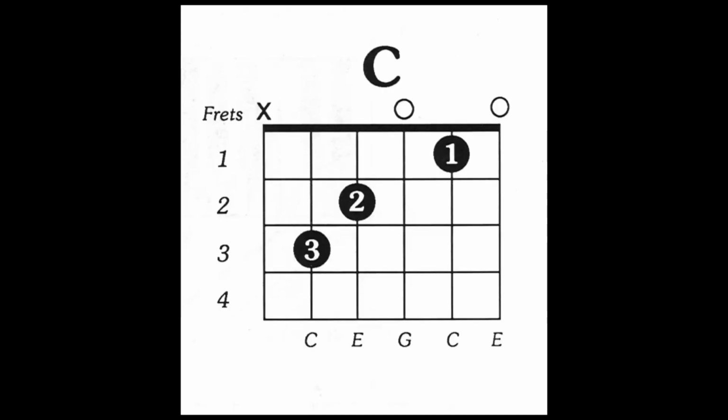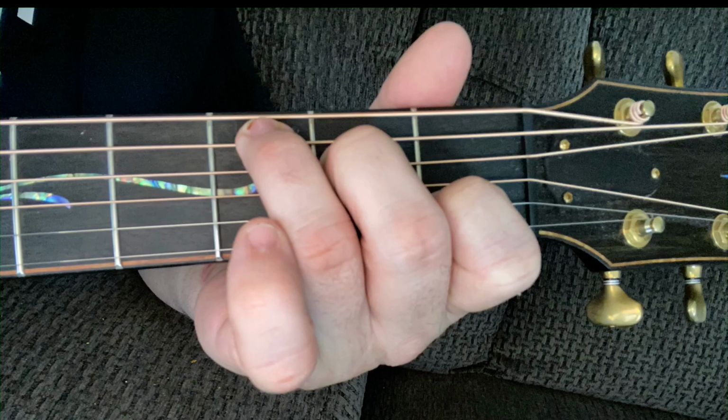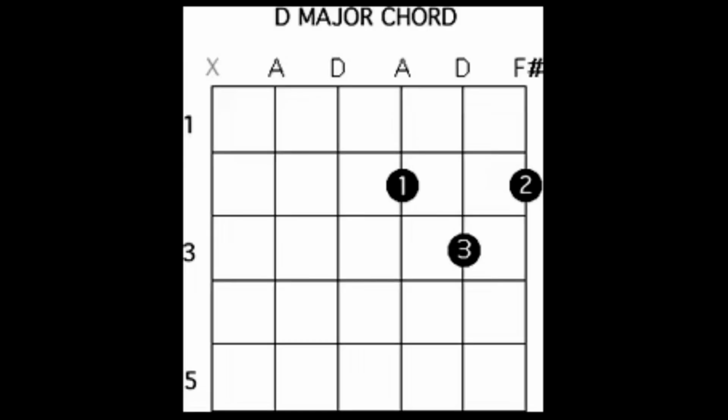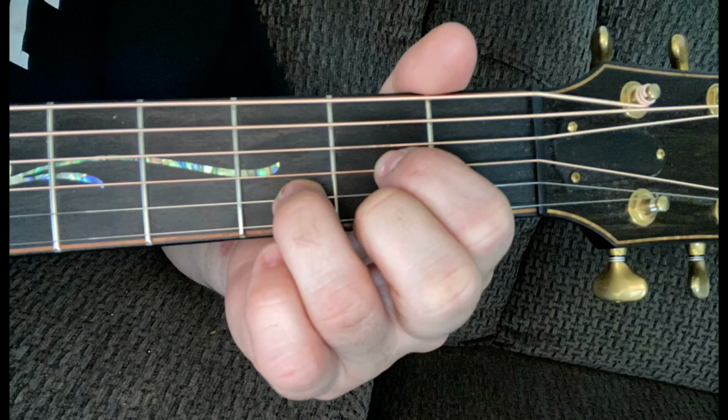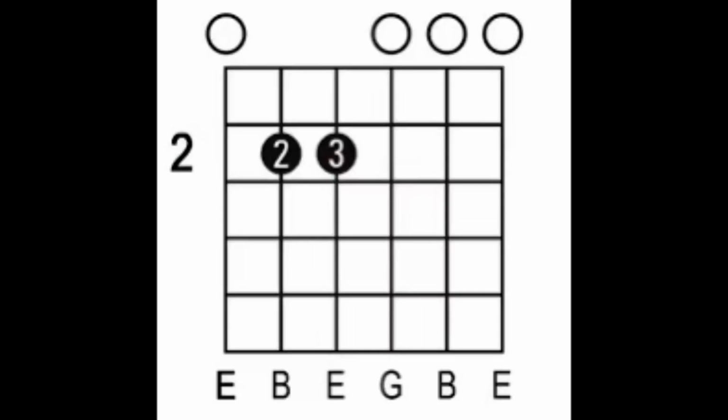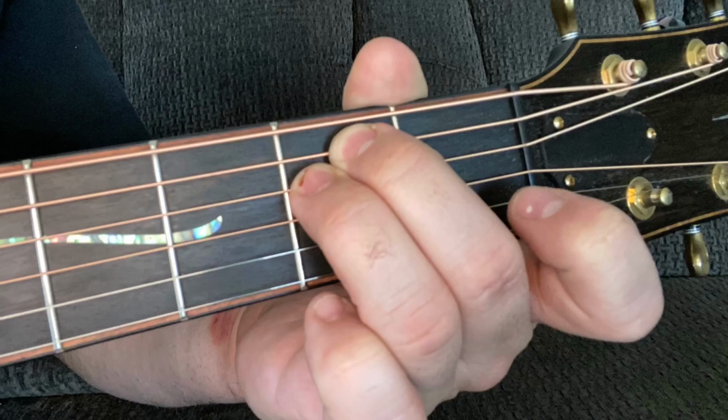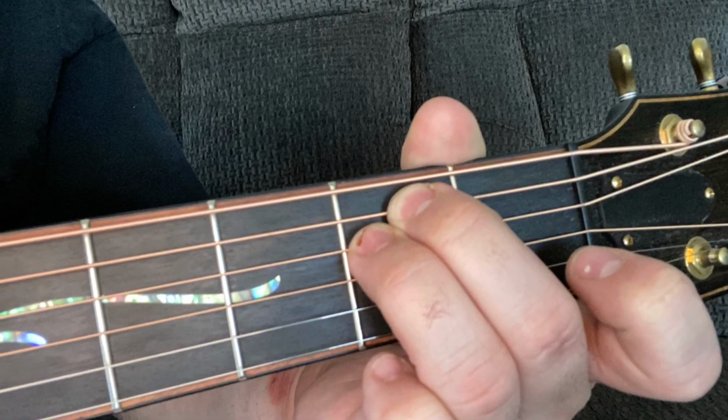Likewise, this is the standard C major chord, shown here on the guitar. Here is your D major, also on the guitar. The relative minor, E minor, and here on the guitar.